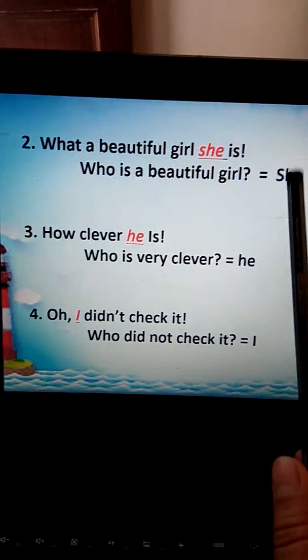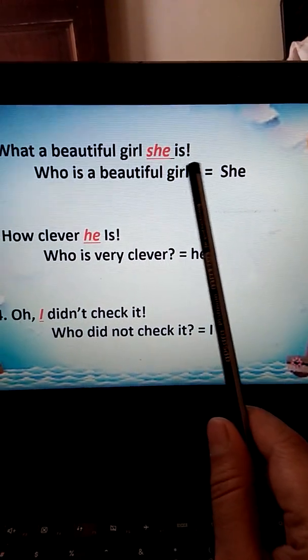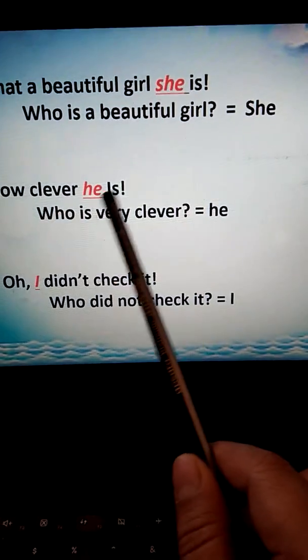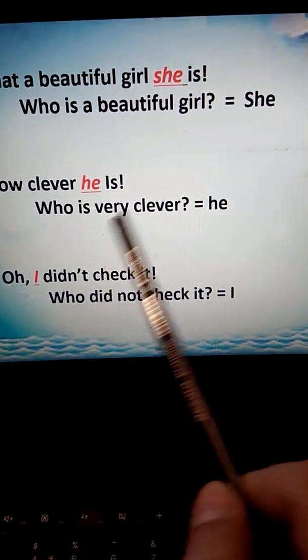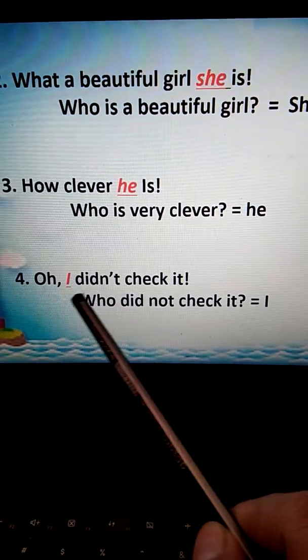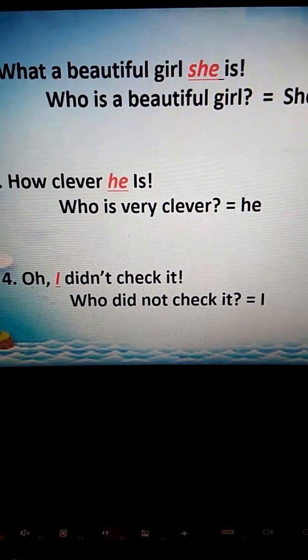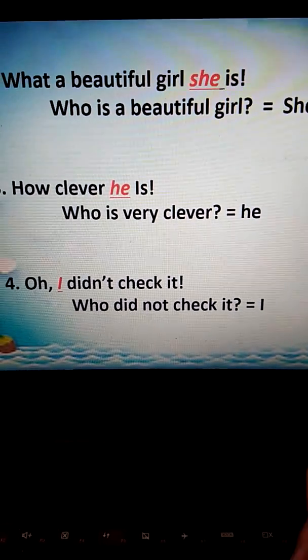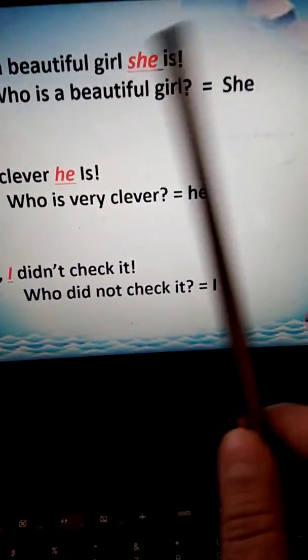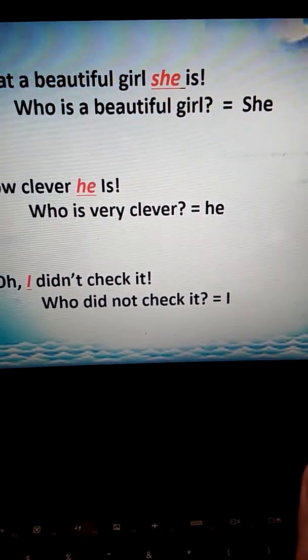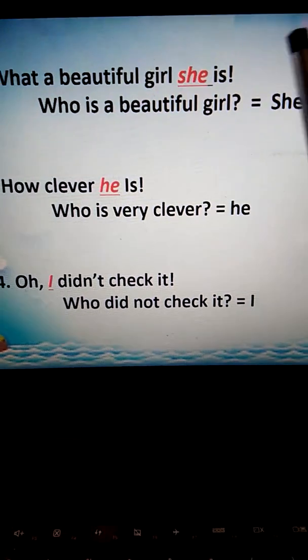What a beautiful girl she is. She is the subject. Who is a beautiful girl? She. How clever he is. Who is very clever? He. Oh, I didn't check it. Who did not check it? I. So, whatever answers this question, who, how, what, who gives, that answer becomes the subject.